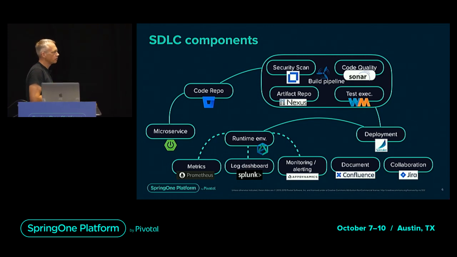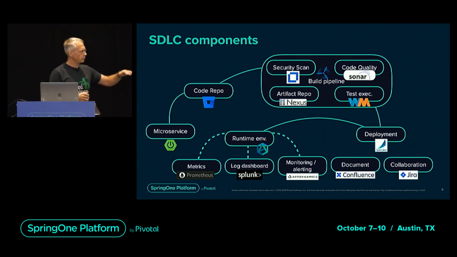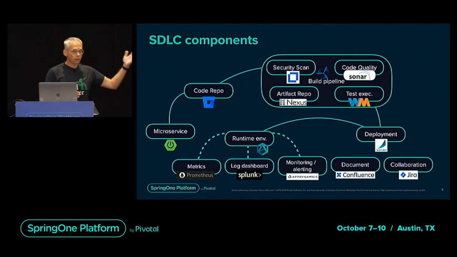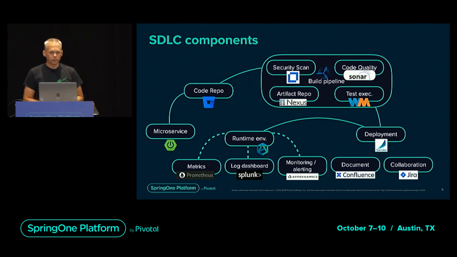So we are running on Pivotal platform, but the platform as such is not running alone. You have metrics, you have someone who is recording your metrics. You normally have some kind of log dashboard, Splunk, Kibana, whatever. And you have a monitoring and alerting tool. And then some people say that the microservice also needs to be documented. So Confluence might be an option there. And Jira as a collaboration tool is definitely also state of the art at the moment.